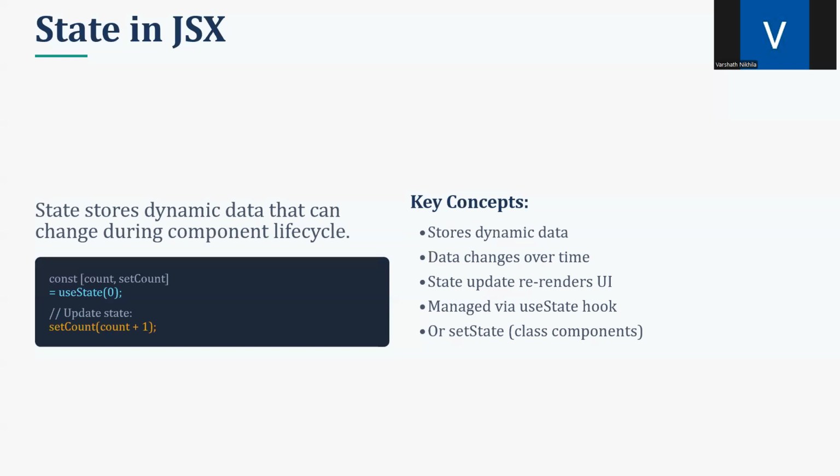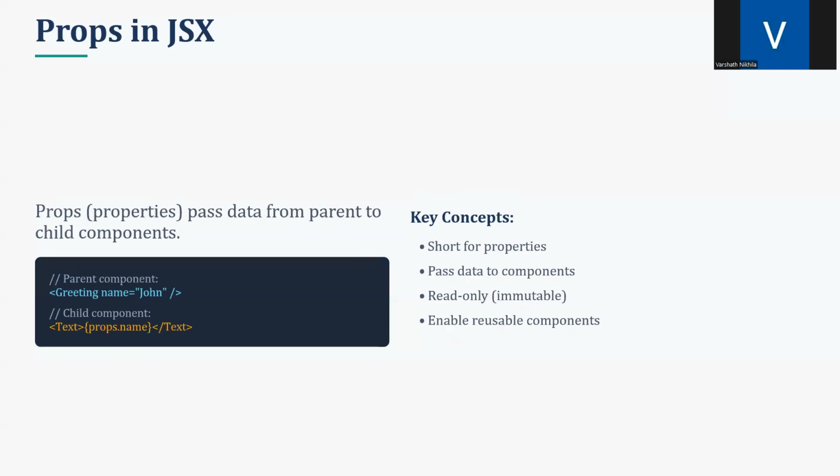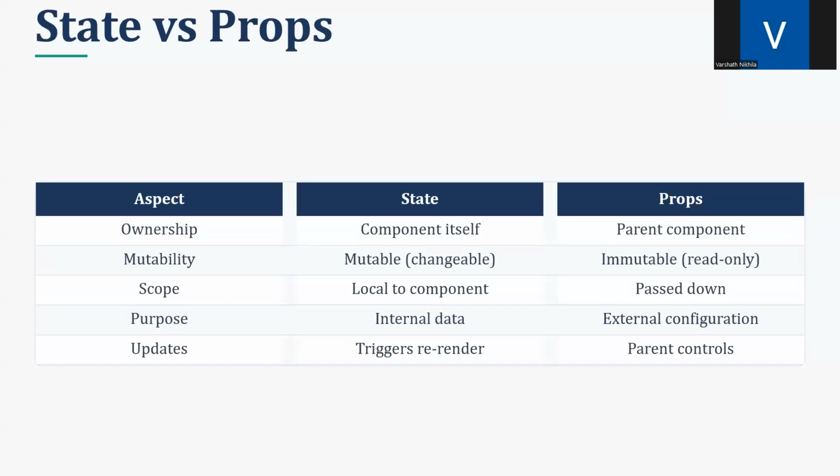State is managed via the useState hook or setState. Then props. Properties pass data from parent to child component in JSX. The key concepts: props pass data to components, are read only, and enable reusable components. So this is the difference between state and props.